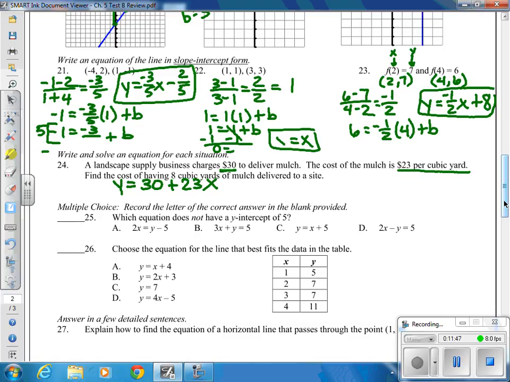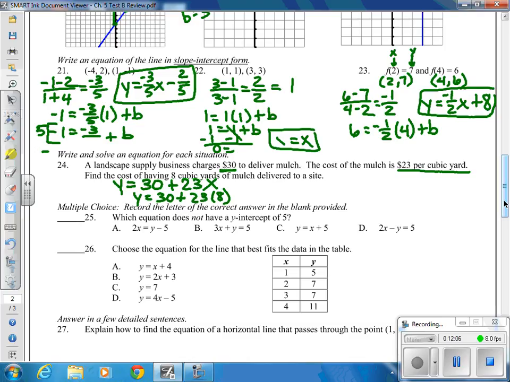Your x is representing your cubic yards. So that's our equation. Now that we have our equation, the second part of this is to find the cost for 8 cubic yards. Since the cubic yards is your x value, in place of x, stick the 8. So you're going to have y equals 30 plus 23 times 8.